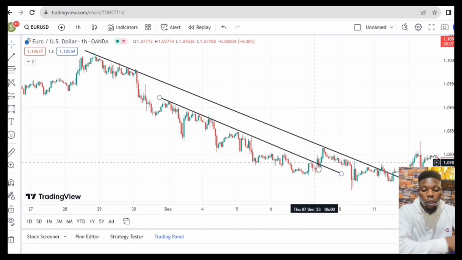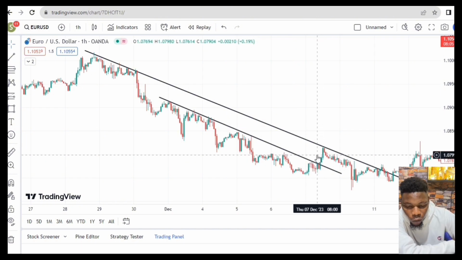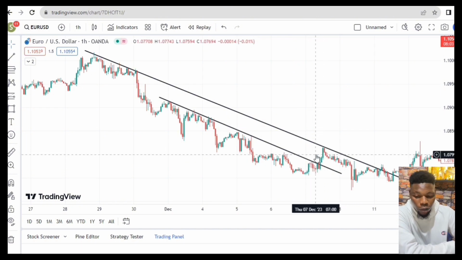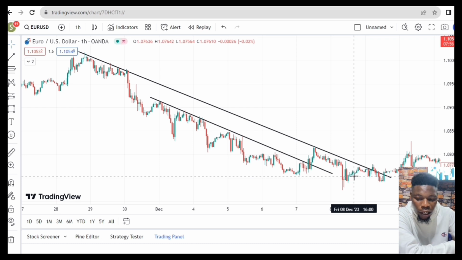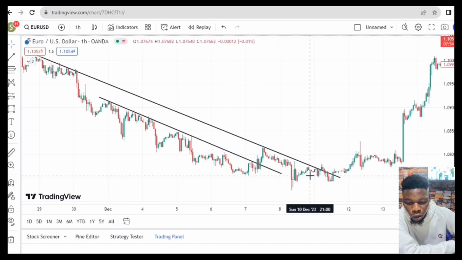For example, look here. Some traders will have thought, okay, this is a break, and maybe some will have just jumped in. You see, it was a fake out. But now when the real trend line breaks, let's see what happened. You see, it went up.